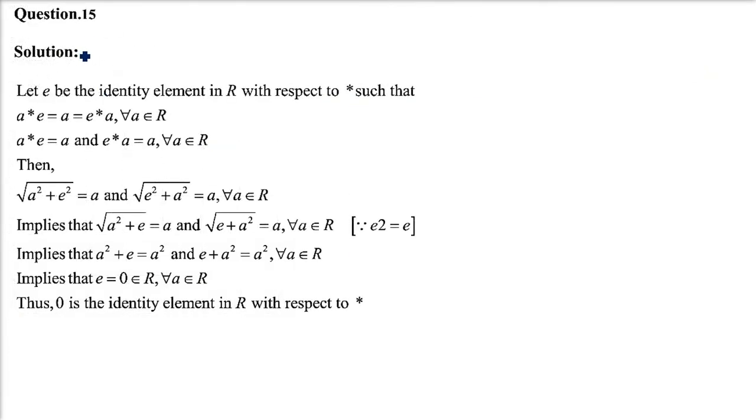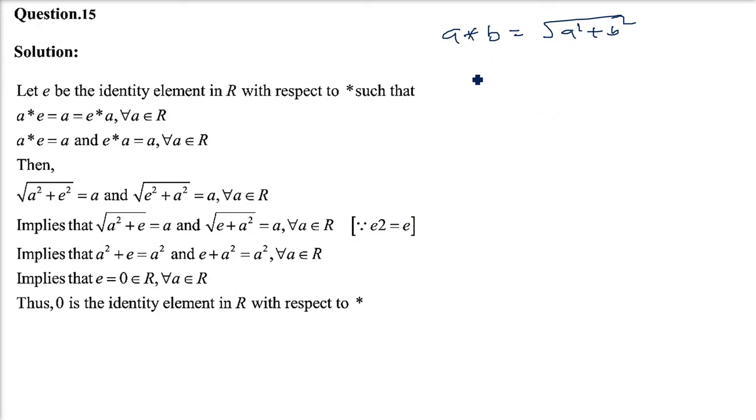Next question is, a binary operation star is defined on the set R of all real numbers by the rule A star B equals under root A square plus B square, for all A and B belonging to R. Write the identity element for star on R.